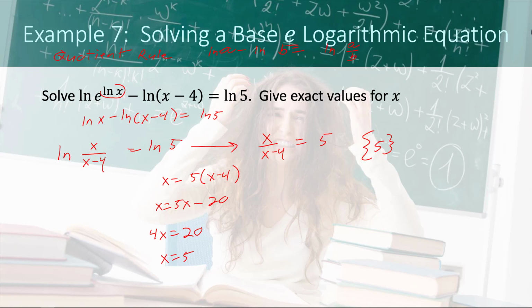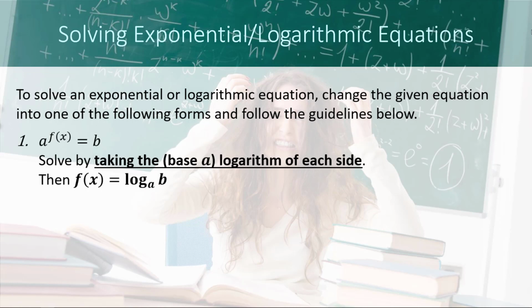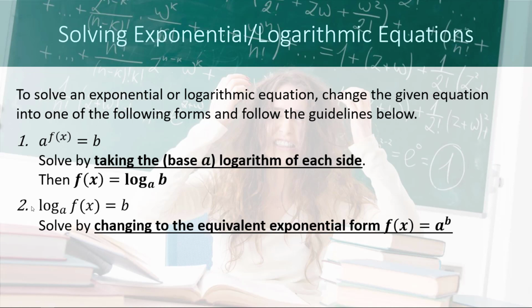Okay, and with that, we can go ahead and summarize what we know about solving exponential and logarithmic equations. The first one is if you have it in the form of a raised to the f of x power being equal to some other constant expression, all we need to do is take the log of both sides, and we have this, and then we can go ahead and solve for f. On the other hand, if it's the log of a function of x being equal to something, we can change that to the equivalent exponential form, which is what we're doing here. And obviously over here is the equivalent logarithmic form.